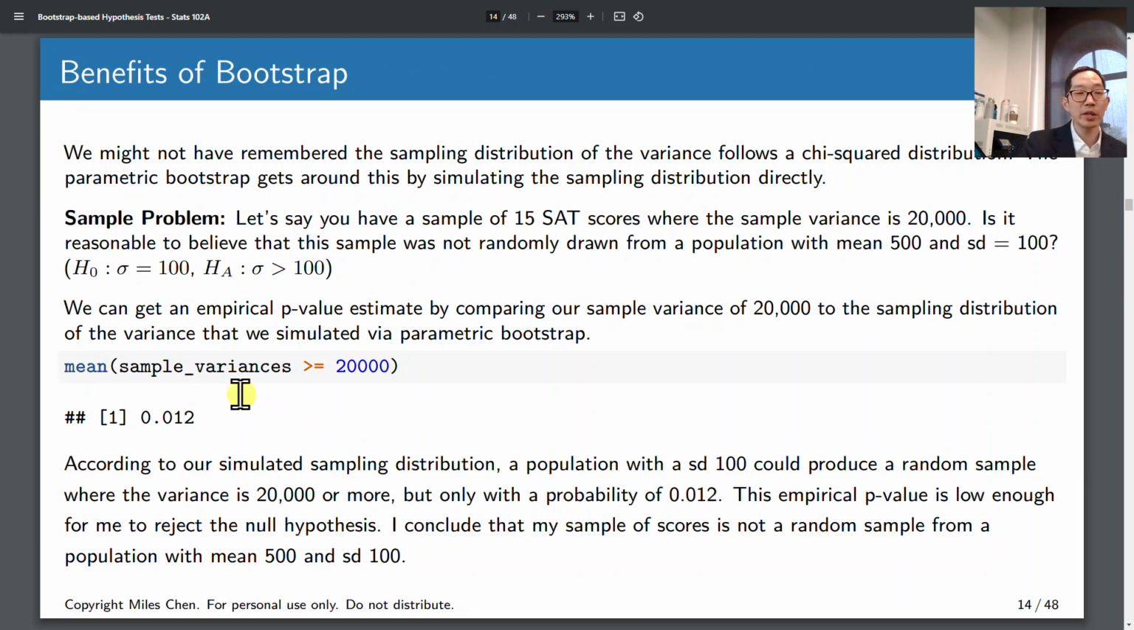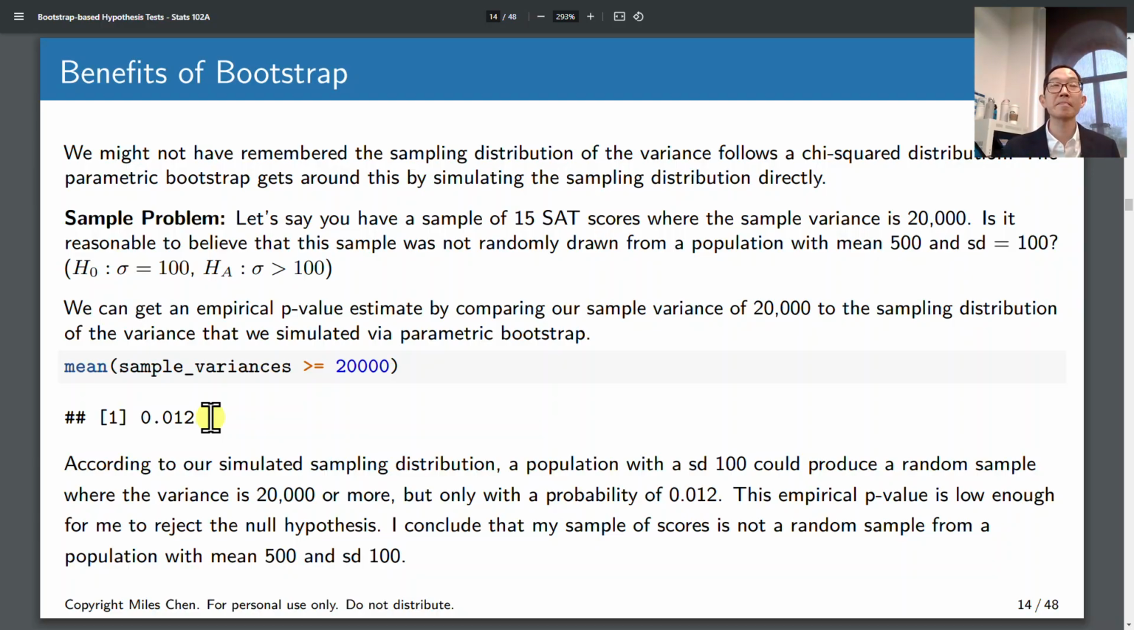And we can ask, okay, of the 10,000 sample variances, how many were greater than or equal to 20,000? I get a vector of TRUEs and FALSEs, I take the mean of that. So that happened 1.2% of the time. So out of 10,000, it happened 120 times.